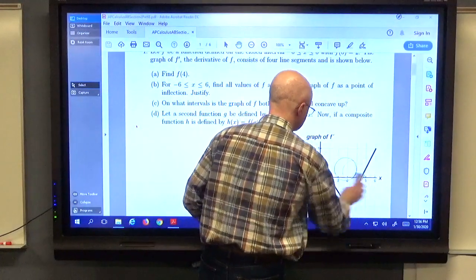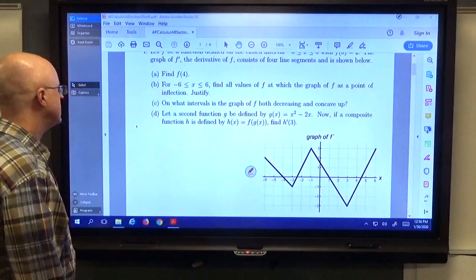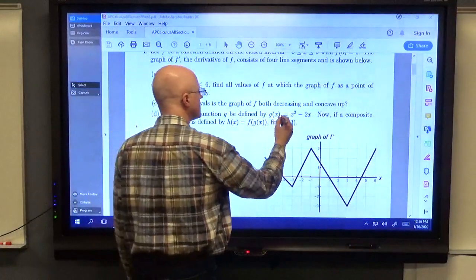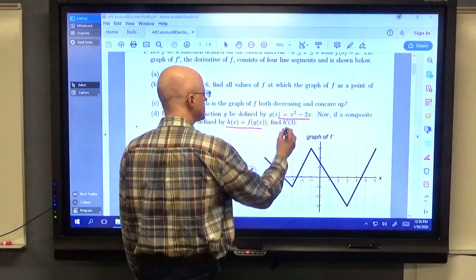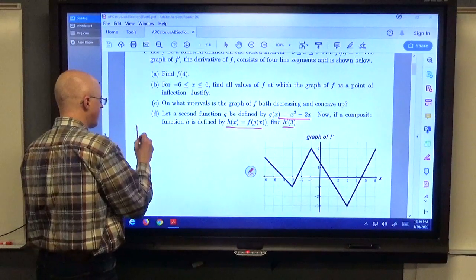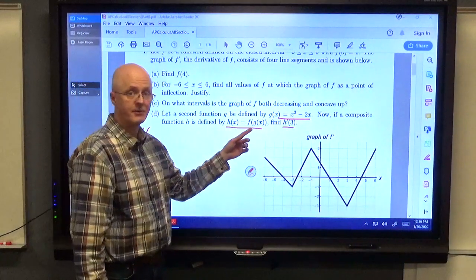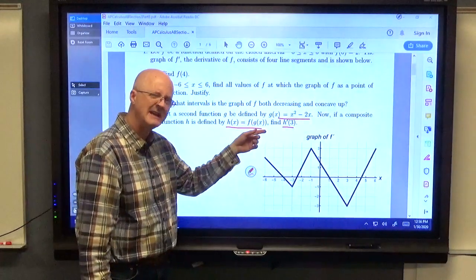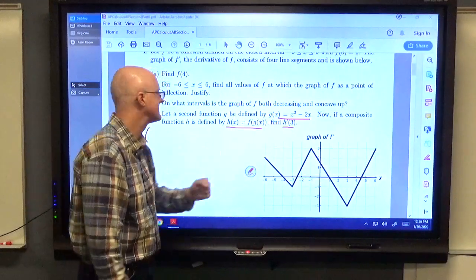Part D. Let a second function be defined by this equation. Again, that's quadratic. And a third function, h, be defined by that equation. Find h prime of 3. That's a chain rule problem because that's a composite function. H prime of any number x is the derivative of the outside, f prime. Plug in the inside function g of x, evaluated at x times g prime of x.